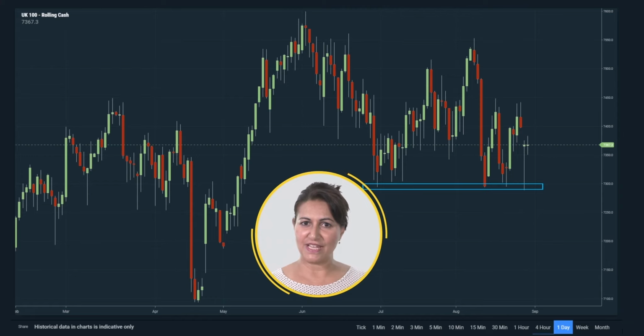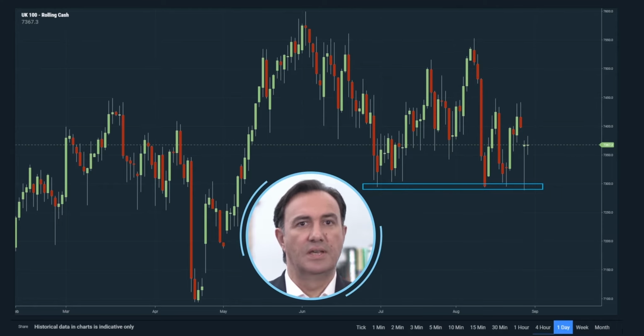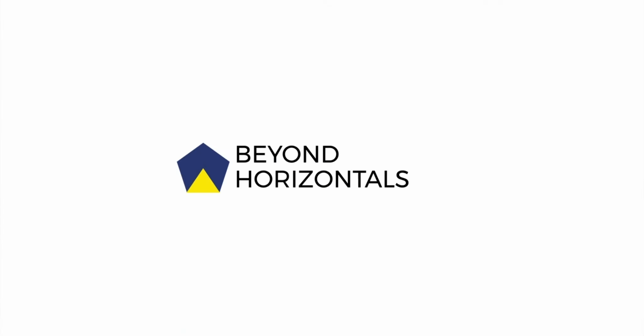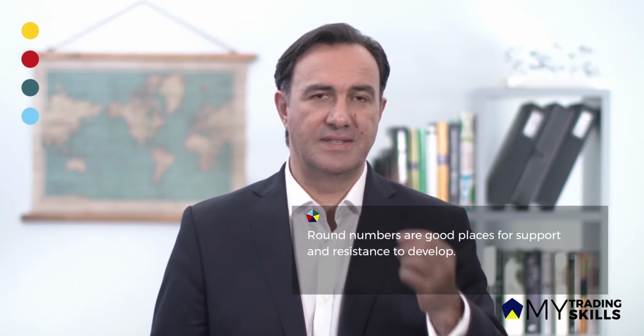Are horizontals the only areas where we might identify support and resistance? No, there are loads. Let's touch on some of the other basic methods. Another common strategy for identifying potential support and resistance levels is to simply use round numbers. In our UK 100 example, the support line of interest was developing at 7,300. And in our gold example, the resistance was around 1,300. Round numbers are good places for support and resistance to develop.